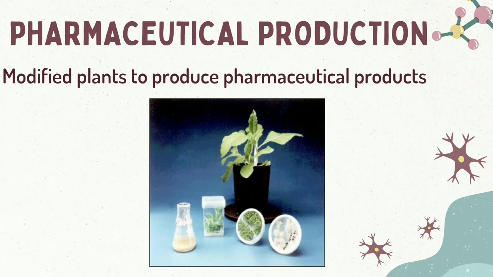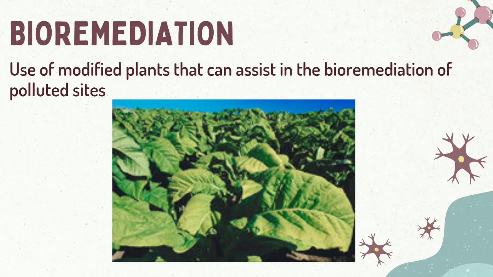Third is pharmaceutical production. An example is the periwinkle plant. Bacterial genes were added to the periwinkle plant to enhance the production of vinblastine, an alkaloid usually added to drugs for cancer treatments like Hodgkin's lymphoma. So we see that this is one way to find treatment, especially for cancer. Fourth, bioremediation. Use of modified plants that can assist in the bioremediation of polluted sites.